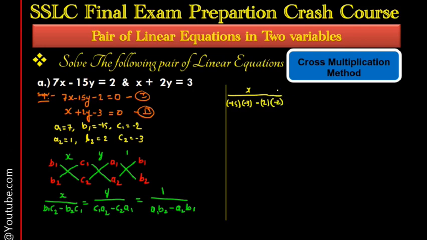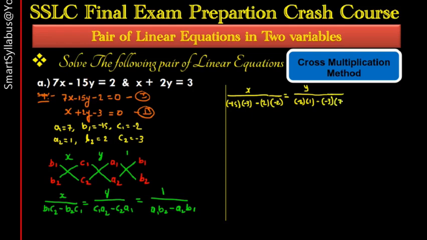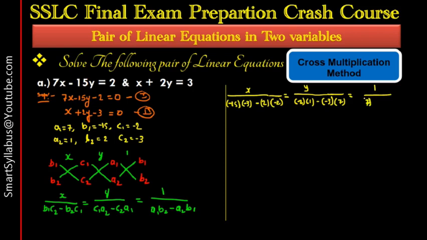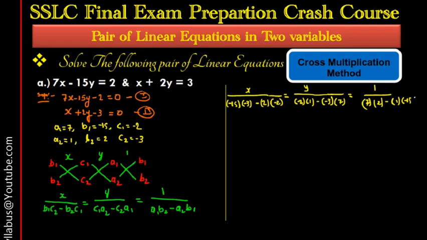So this is nothing but related to the x. Now similarly, just like that, write related to the y now. So y upon c1 into a2, so c1 is minus 2, then a2 is 1, minus c2 is minus 3, then we have a1 is 7, that's equal to 1 upon, now a1, so in the denominator of 1 we have a1 b2 and a2 b1, so a1 is 7, then b2 is 2, minus a2 is 1, and b1 is minus 15. Therefore, now just solve these steps, you will get the values of x and y.